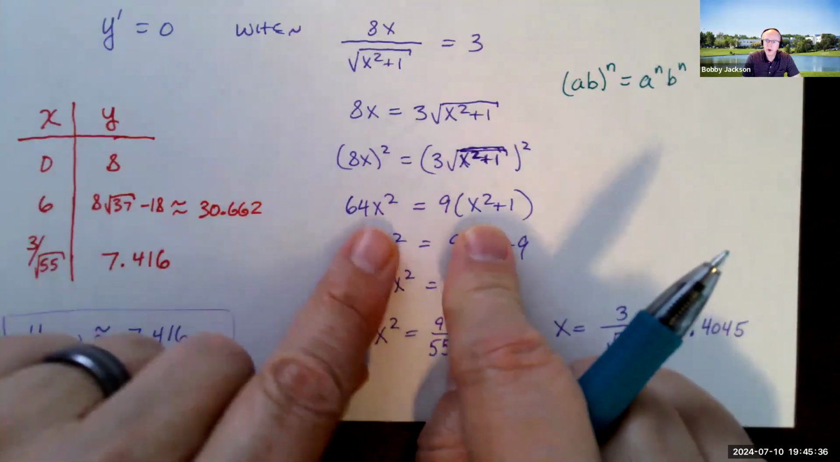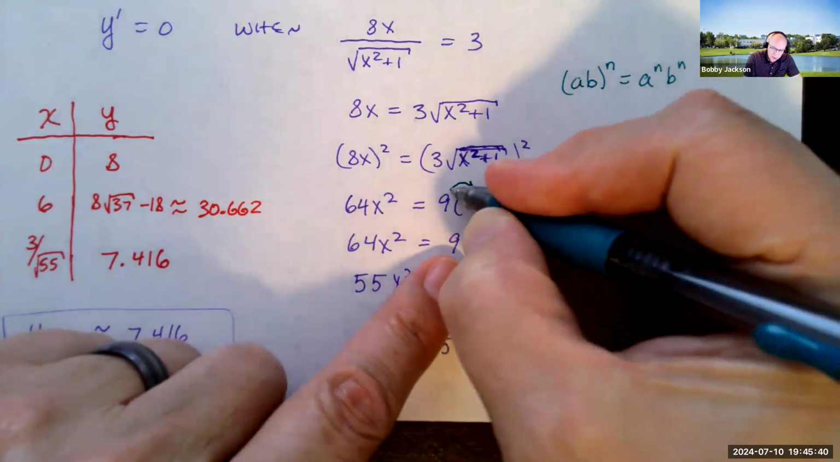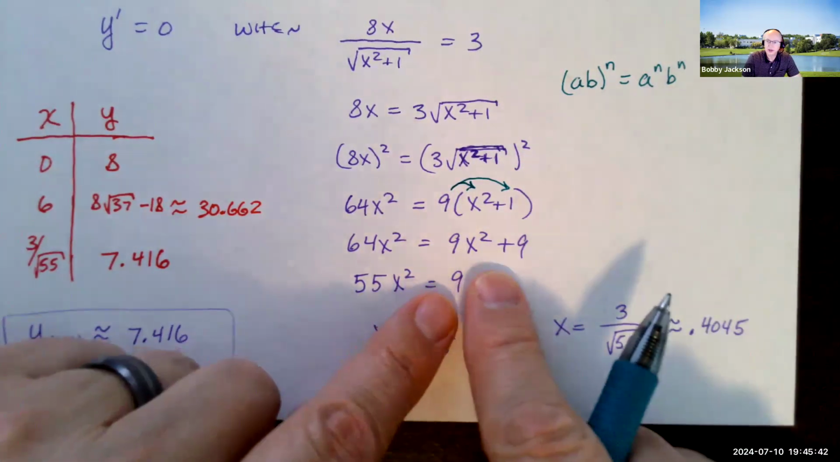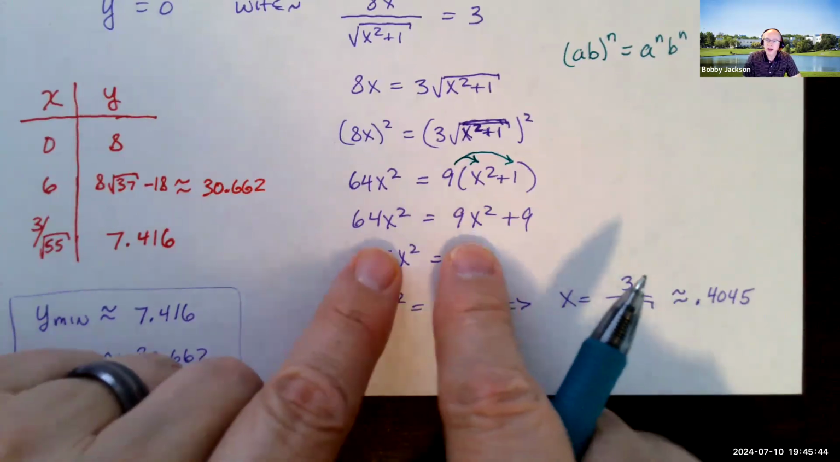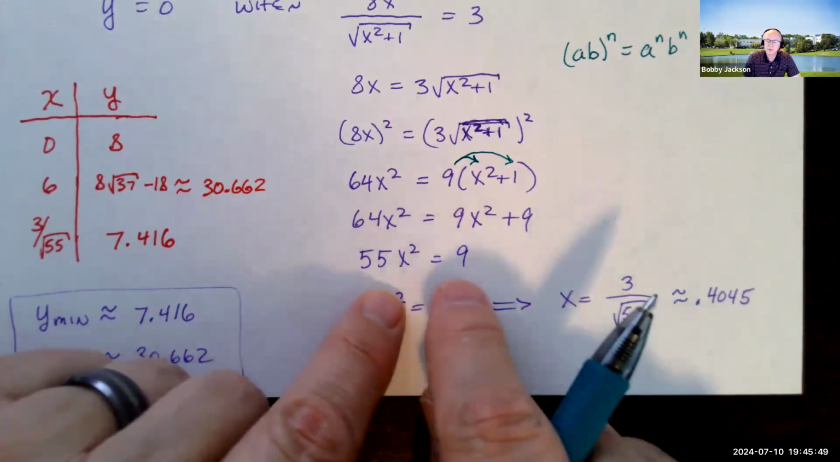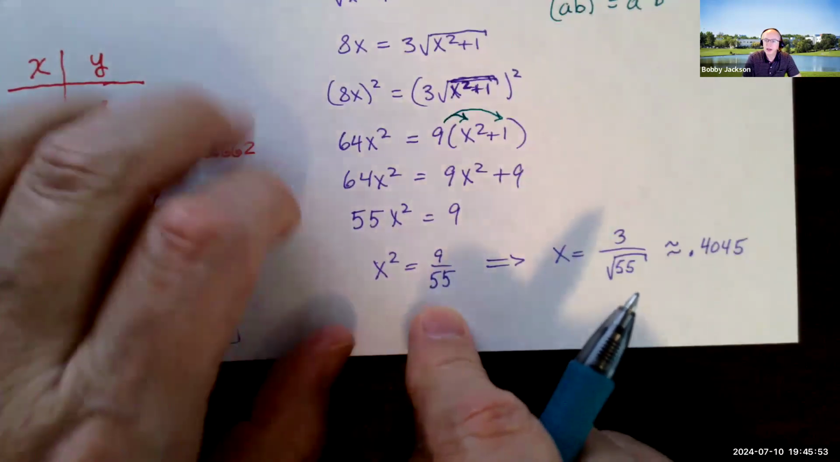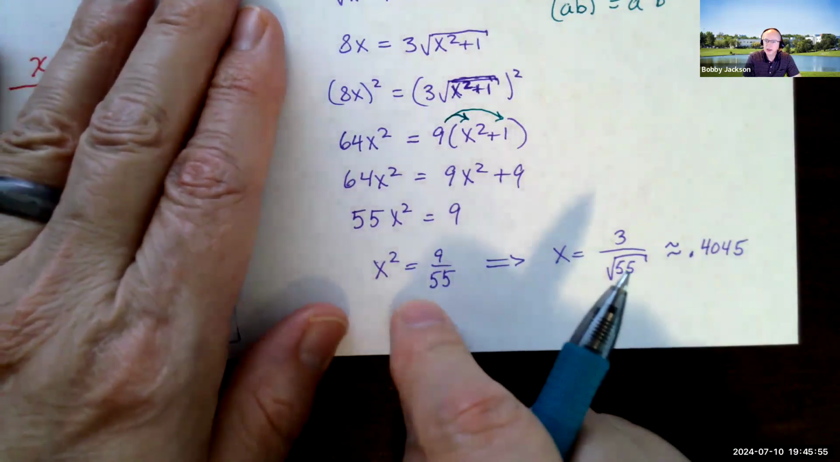So here we are. We have no radical now. I do want to distribute this 9 through. And when I do so, it gives me 9x squared plus 9. Subtract 9x squared from both sides gives me 55x squared equaling 9. Divide by 55, x squared is 9/55. And then I take the square root.